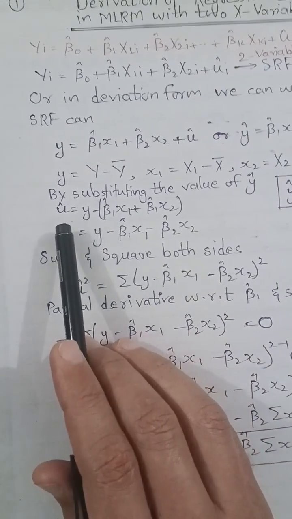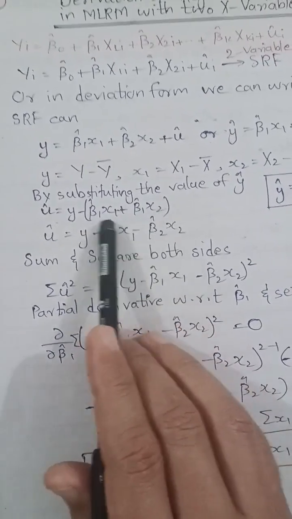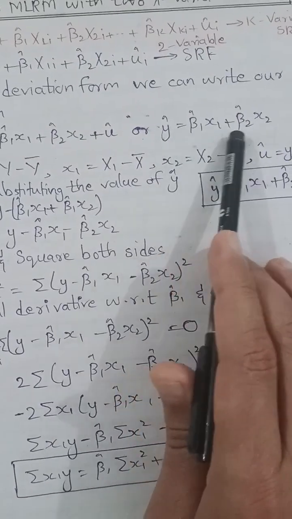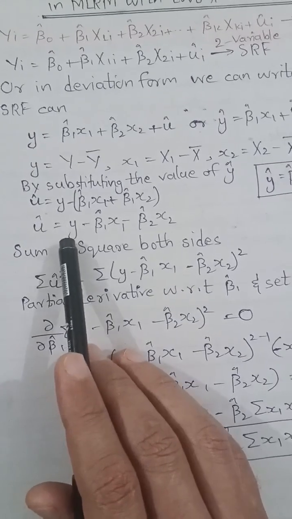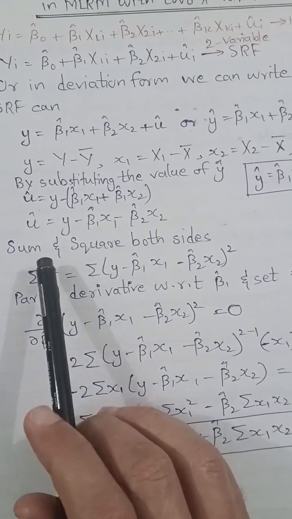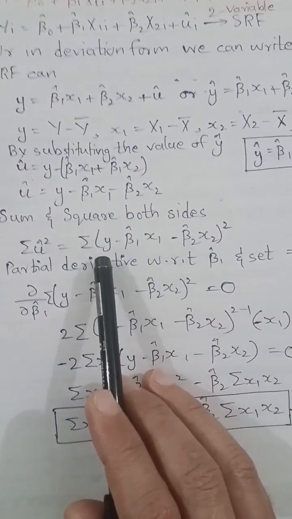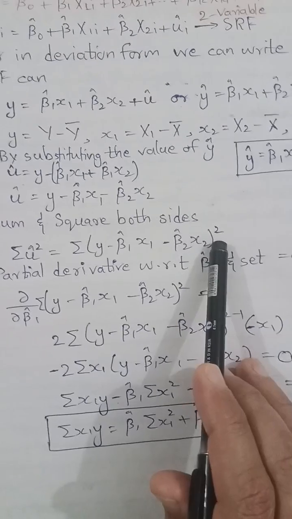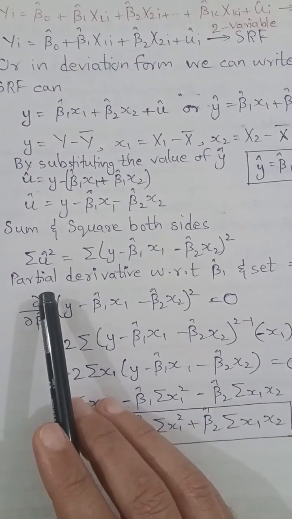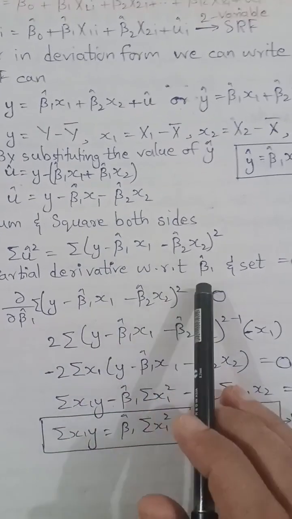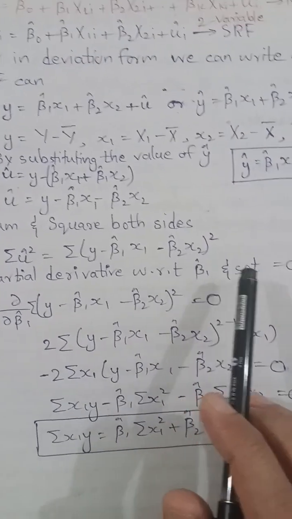So u hat is the residual, which is the difference between y minus y hat. I have substituted the values of y hat here. The y hat equals this equation. So when I open the bracket, I get the answer of u hat, which equals this term. So when I sum and square the residual, I get this equation. This is the sum of square residual, which we are going to minimize. So I take the partial derivative of this equation first with respect to beta 1 hat, then with respect to beta 2 hat, then set it equal to 0.